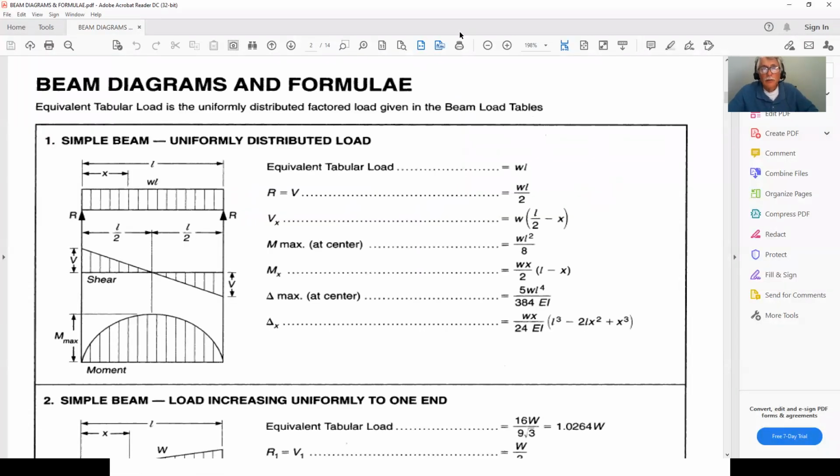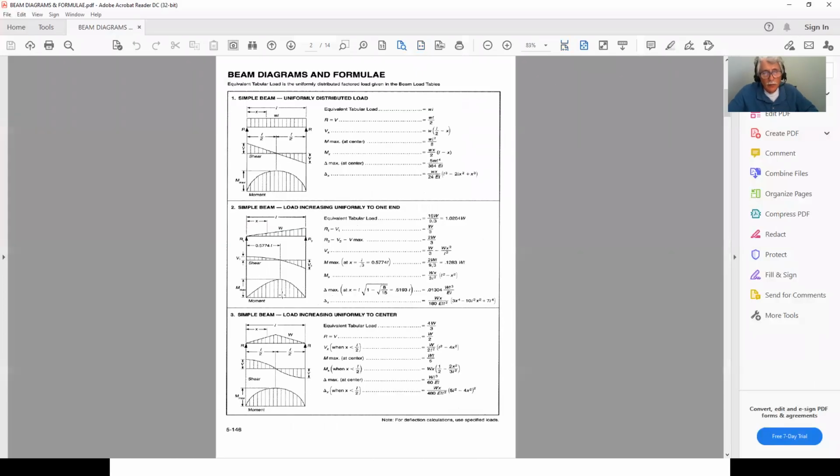Okay, and let me just put this back to the page. So I'm coming down, and you can see that there are quite a few choices you have. These are all simple beams, which means they're all simply supported. In other words, you have a pin and a roller. That's what they mean by a simple beam.